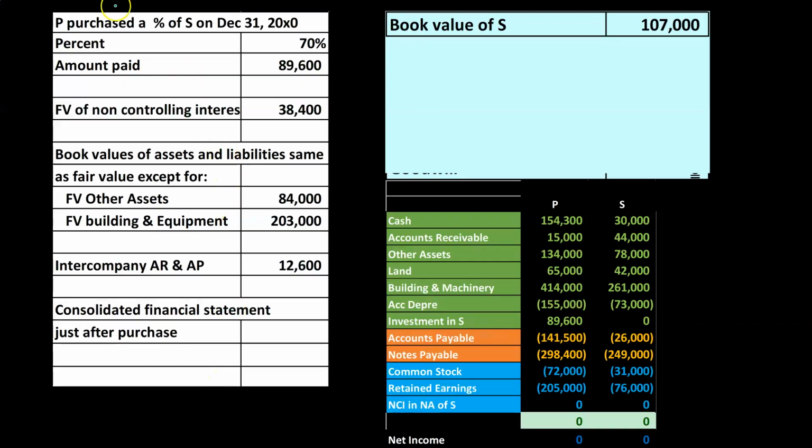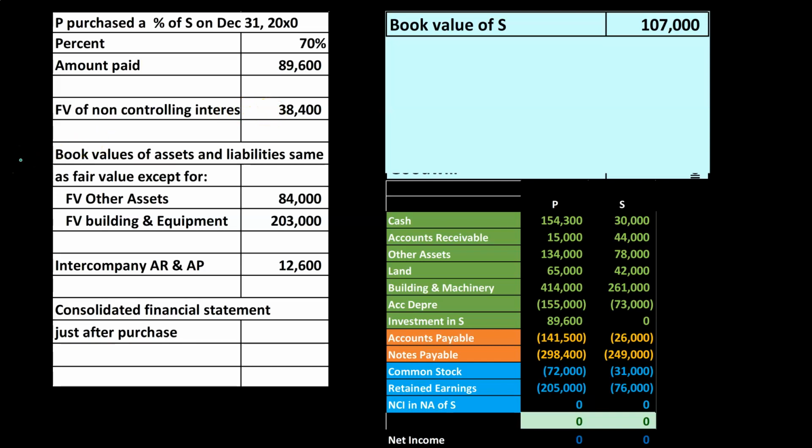Here is our information. P purchased a percent of S on December 31st, 20X0. So that's going to be at the end of 20X0, the percent being 70%. That's going to be one of our key differences from prior problems: not 100%, but a 70% interest, meaning we're going to have a controlling and non-controlling interest we now have to deal with. The amount paid was $89,600. The fair value of the non-controlling interest is $38,400.